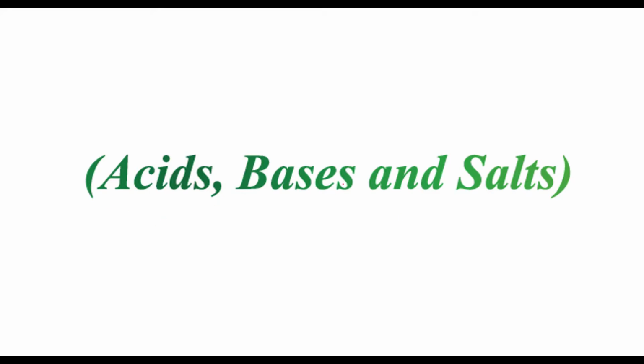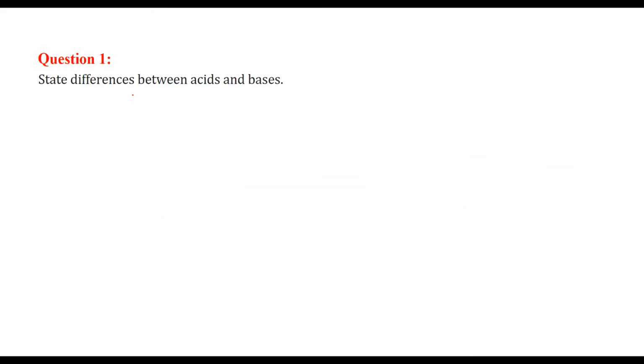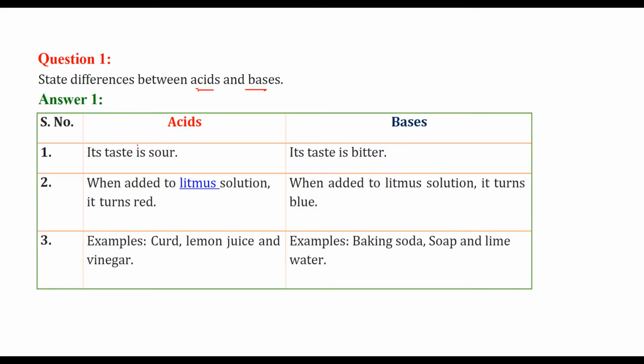Answers on acids, bases and salts we are taking. First is state the difference between acids and bases. So what are the differences? First, acids: if you taste a little bit, it is sour, and bases are bitter. When added to litmus solution, the acid turns it red, while the bases turn it blue.